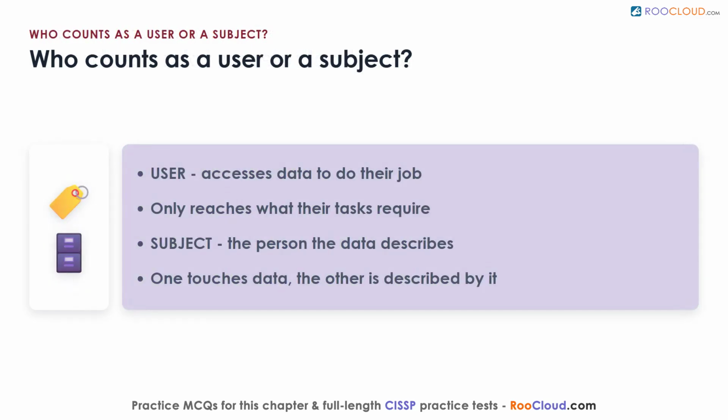Who counts as a user or a subject? A user is anyone who accesses data to get their job done, and they should only ever reach the data their tasks require. Think of your everyday employees signing in to do their work. A subject is different. It is the actual person the data describes. If a file holds details about a specific customer, that customer is the data subject. One touches the data, the other is described by it.